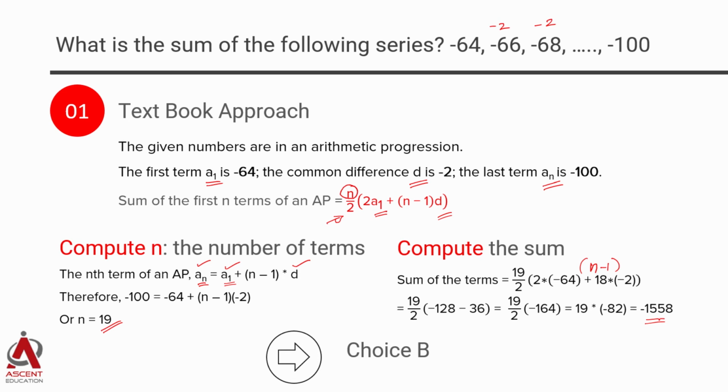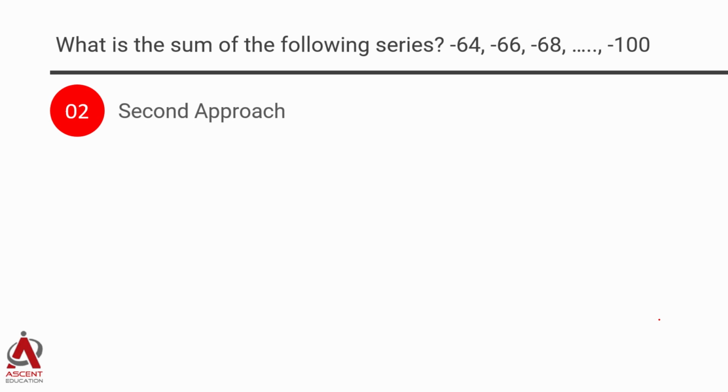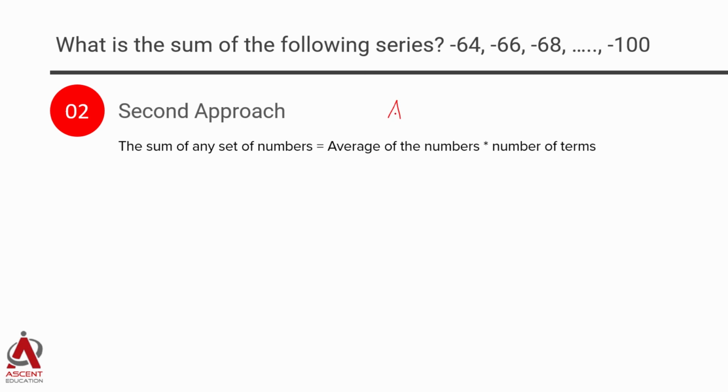As I mentioned at the start of the video, we'll also look at a second approach to solving this question. The second approach is this. For any given set of numbers, these numbers need not even be in an arithmetic progression, the sum of those numbers is going to be equal to the average into number of terms. See, how would we have computed the average? Average is always equal to sum divided by number of terms. So sum is therefore going to be equal to average into number of terms. The only thing is, when it comes to an arithmetic progression, finding the average is quite easy. Let's check out how it happens.